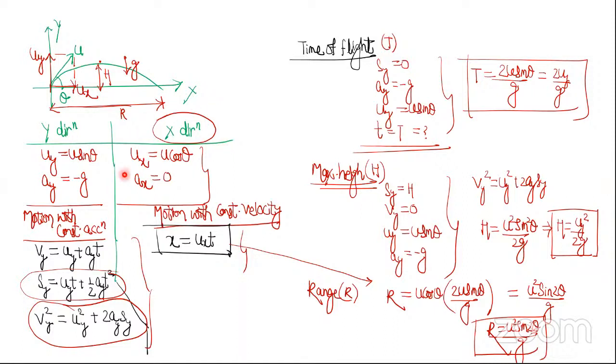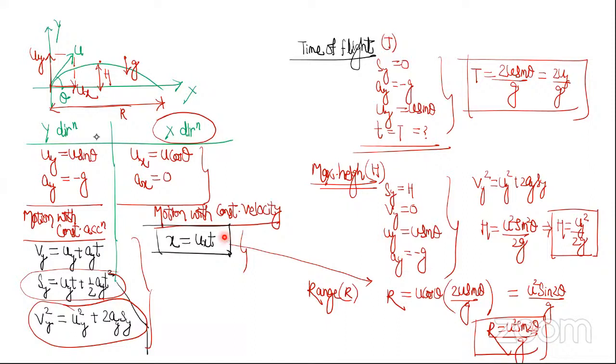So now, this x direction motion falls under which category? Motion with constant velocity. To study motion with constant velocity we have one equation, x equal to vt. Here instead of writing vt we will write x equal to ux into t.